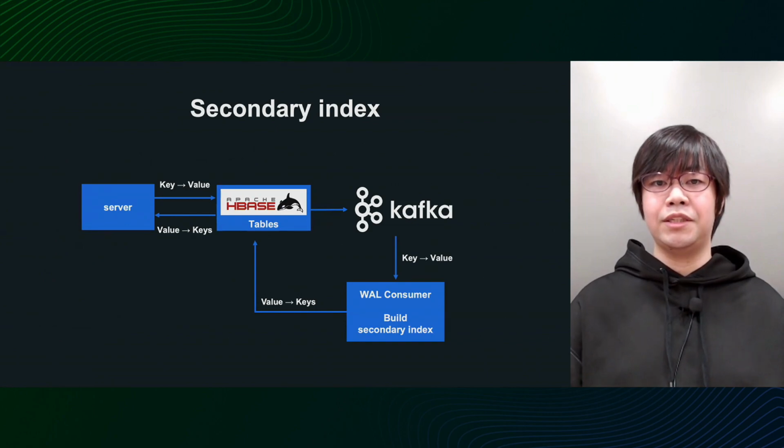We are considering the use of pipelines as an enabling technology to realize such secondary indices. Based on the data in the key value format, the value is converted to key and written back on HBase. In this way, the application server can look up the key from the value. The actual implementation of such a function would be more complex, but we are considering using the pipeline as the elemental technology to enable such a function.